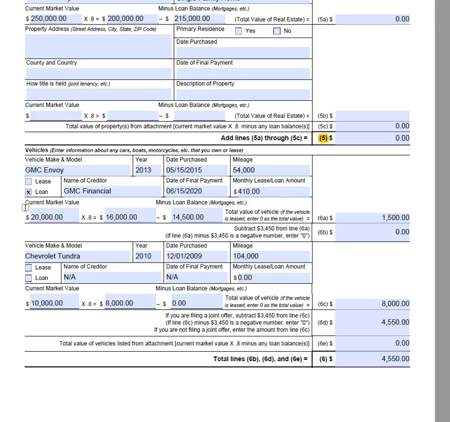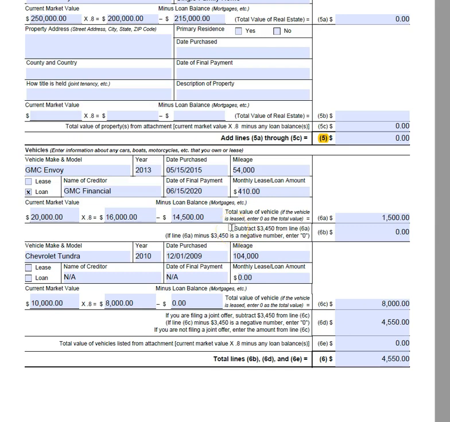I found Kelley Blue Book is a very good place to pull a market value on a vehicle. It's usually pretty accurate if you put in the correct information. So this particular vehicle has a market value of $20,000. Our quick sale value at 80% gives us $16,000. There is a loan on this of $14,500, leaving this particular vehicle having equity of $1,500.